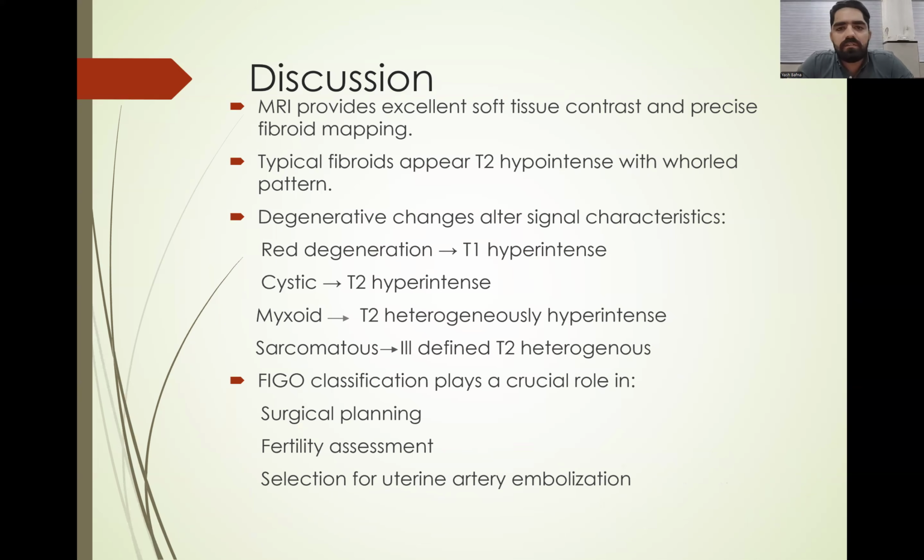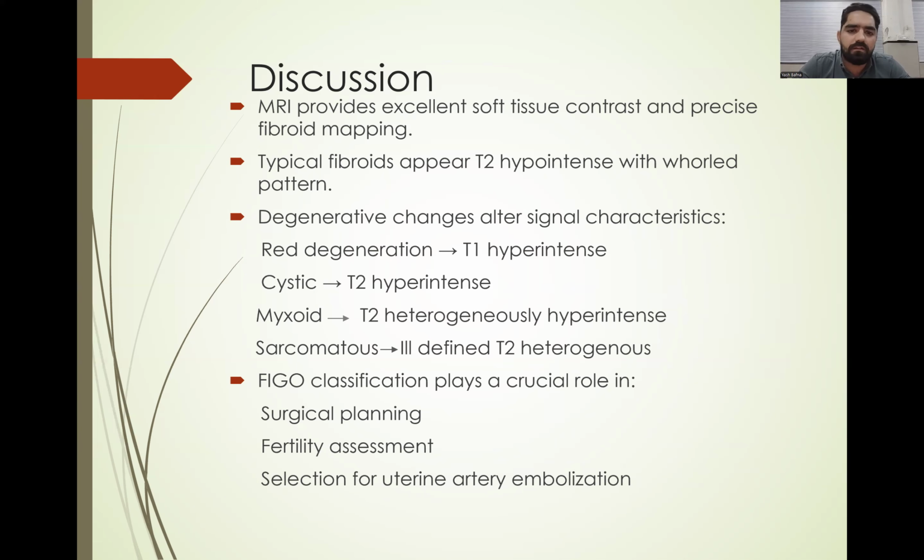And the discussion of the research paper is MRI provides excellent soft tissue contrast and precise fibroid mapping. Typical fibroids appear T2 hypointense with whorl pattern. Degenerative changes alter signal characteristics. Like in red degeneration, the fibroid is T1 hyperintense. In cystic degeneration, it is T2 hyperintense.